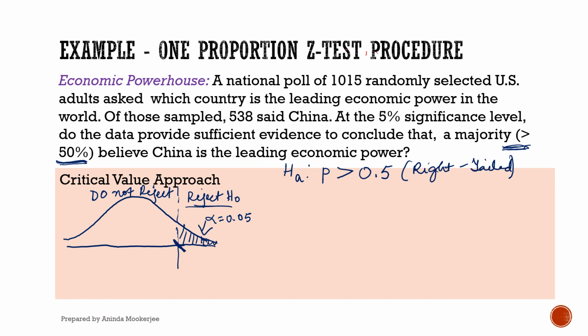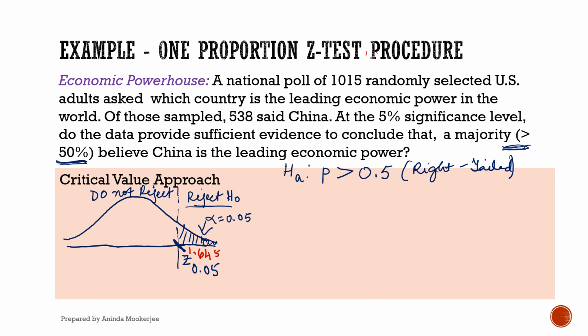The critical value will be that z value which represents the cutoff between the reject and the do not reject region, and that would be z of 0.05. Now if you look up your table, you will find that the z of 0.05 is 1.645. It's 1.645.